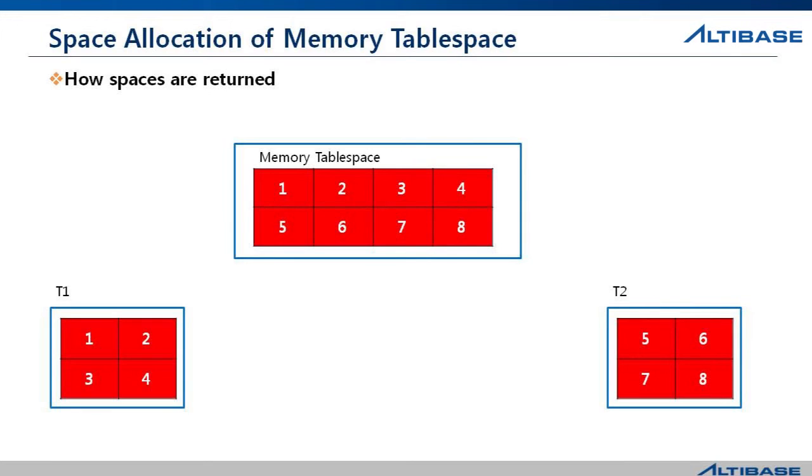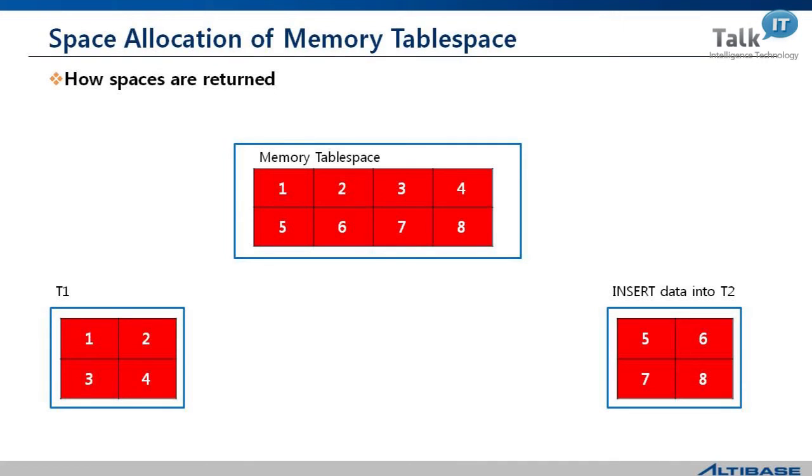As you can see from the diagram, this memory table space consists of 8 pages, but all the pages are currently in used status. And table T1 and table T2 are allocated 4 pages each, so they are using 8 pages in total. Okay, so now let's try to insert some data into the T2 table.